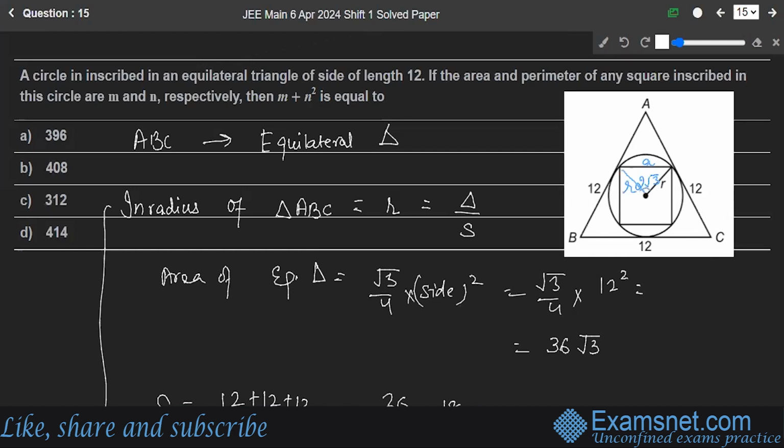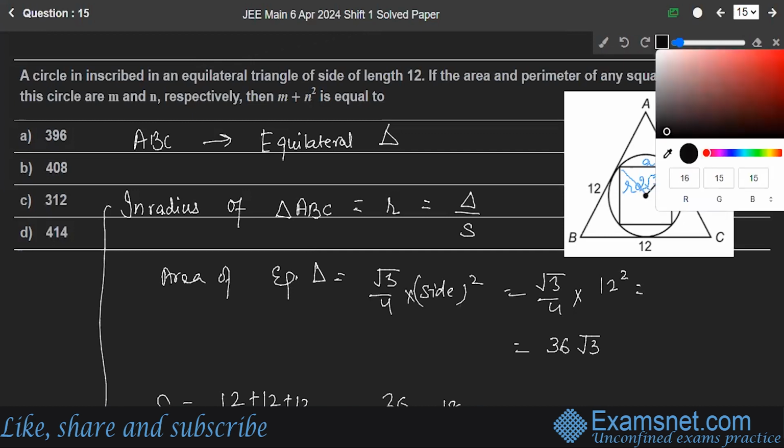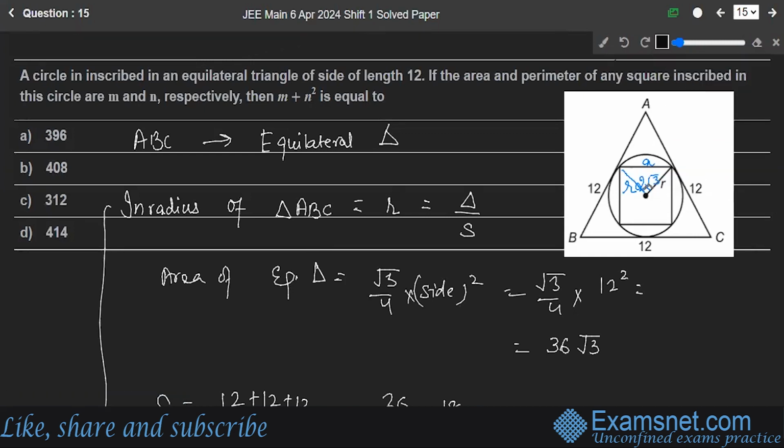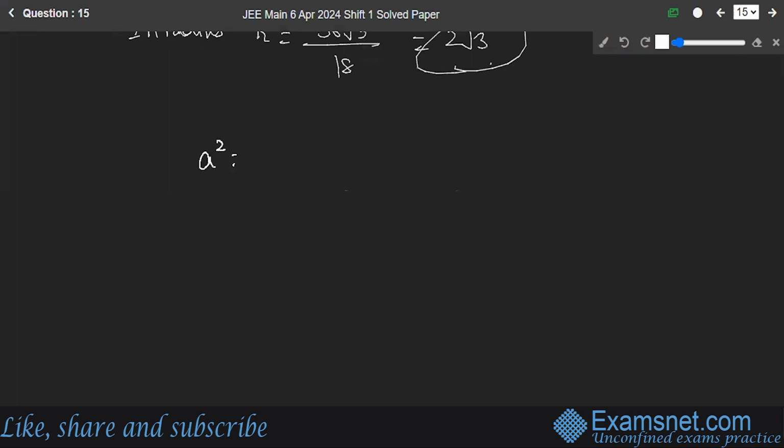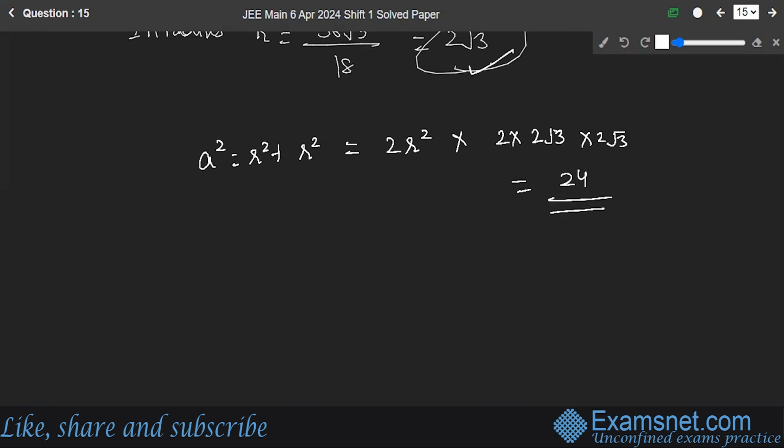Pythagoras theorem, you know, this is a 90-degree angle. This is 90 degrees over here, right? So this is a right angle triangle. So in that case, A square will be given by R square plus R square, or this is equal to 2R square, and R was equal to 2 root 3. So it is equal to 2 into 2 root 3 into 2 root 3, which gives me 8 into 3. That is equal to 24. This is your A square.